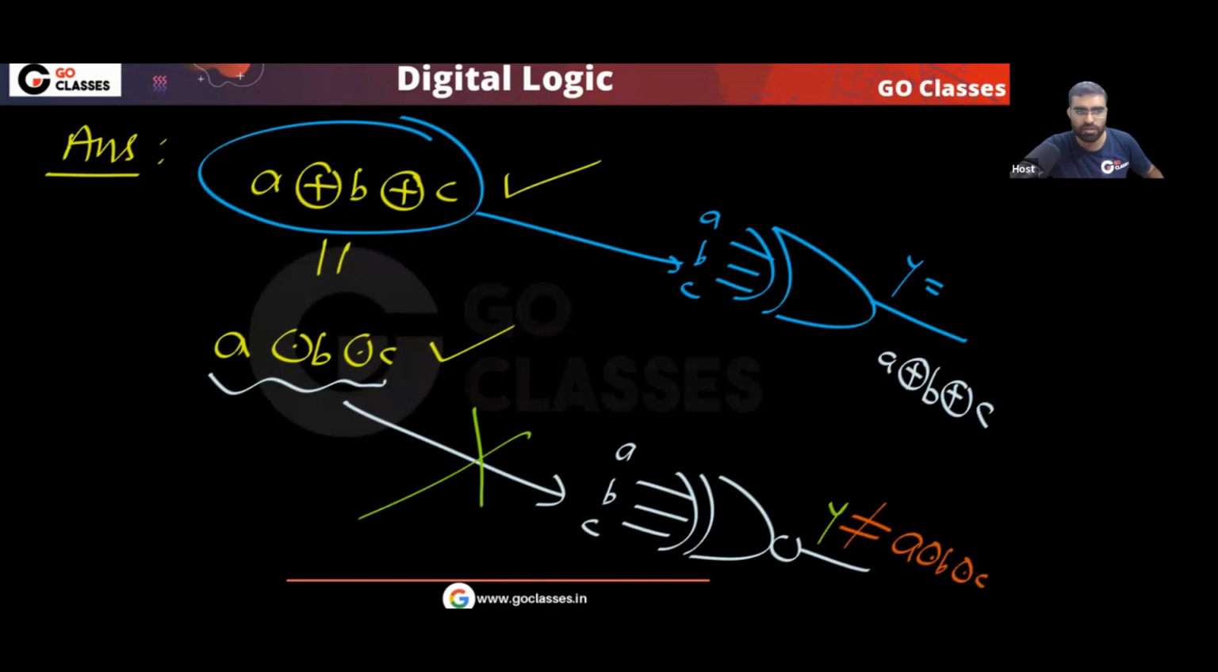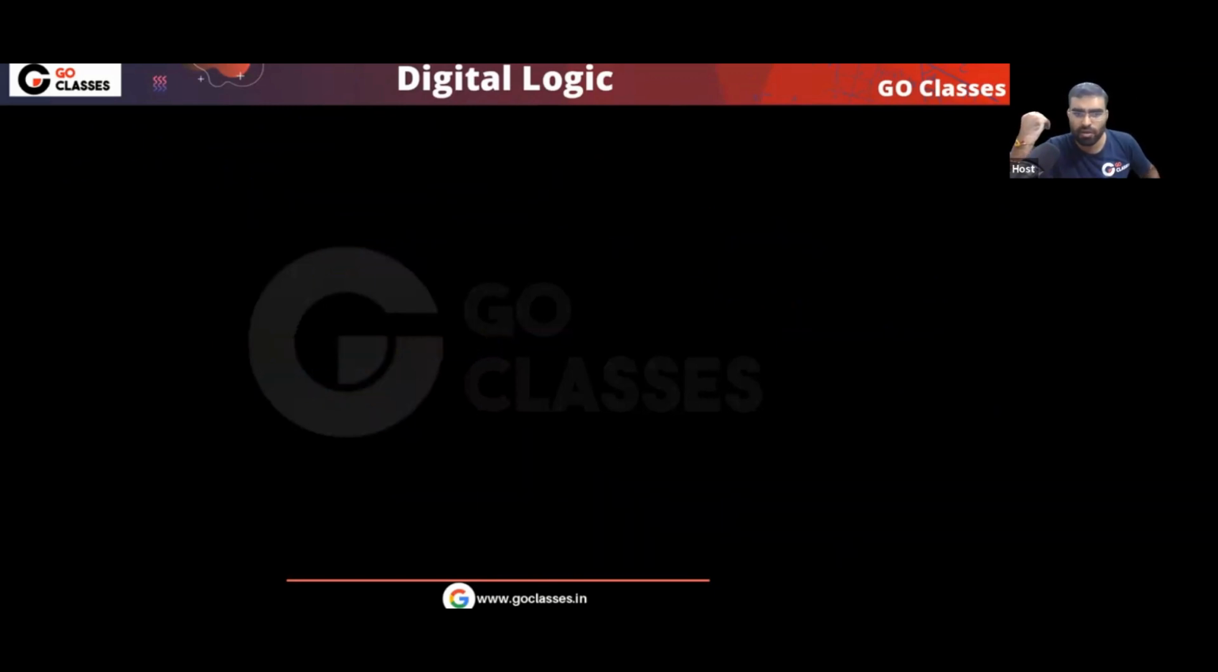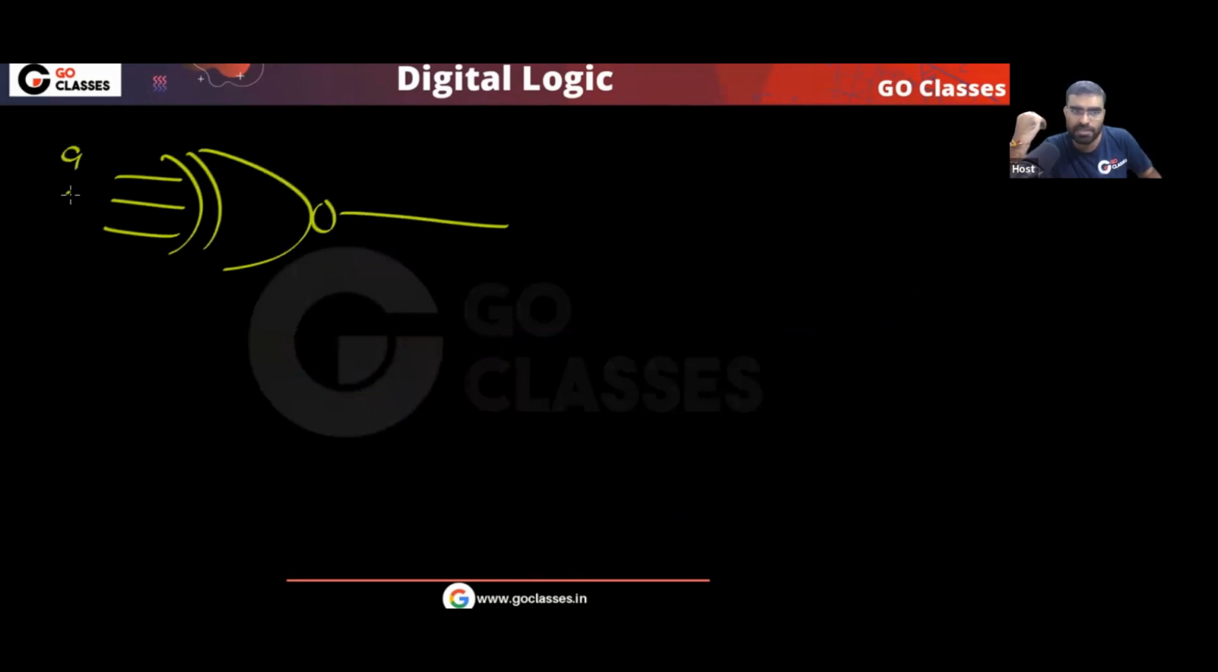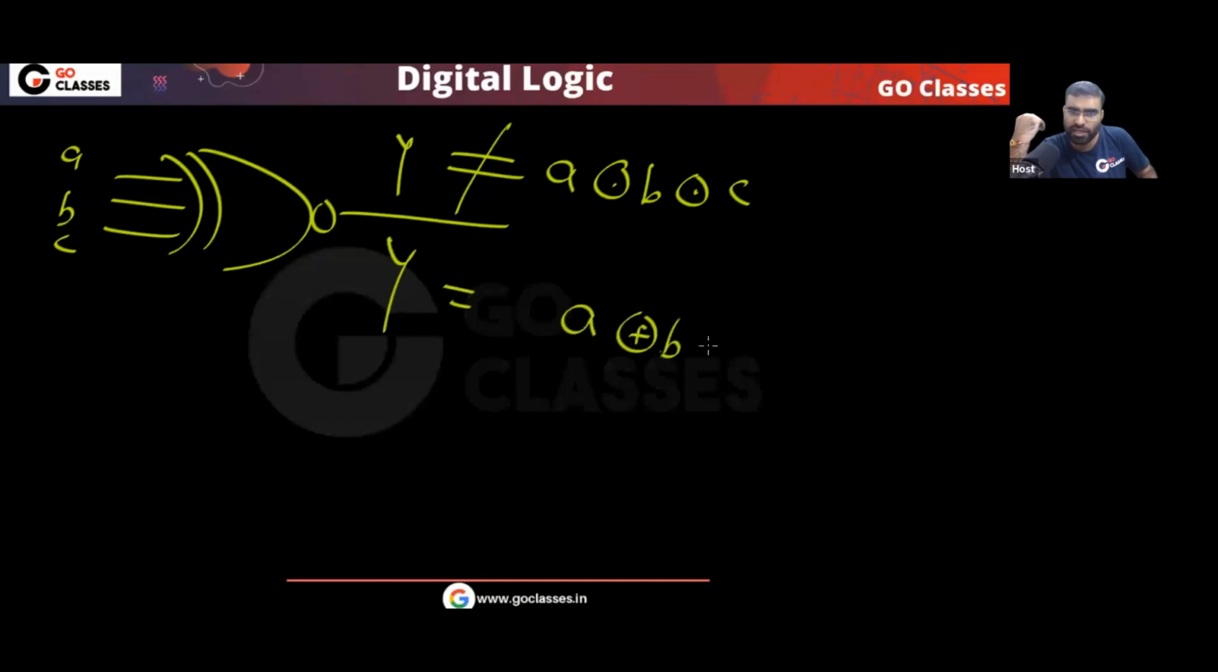Okay, so this is the interesting point. Remember this point. This 3-input XNOR gate that you have, with inputs A, B, C, this Y is not equal to A XNOR B XNOR C. This Y is actually equal to, first you take XOR and then you take the complement.